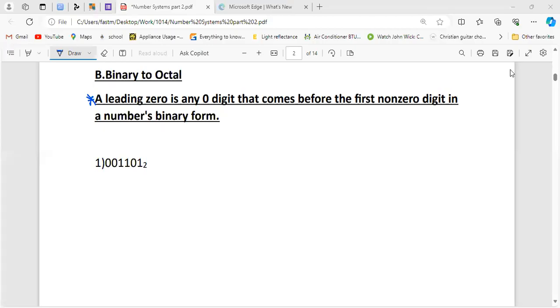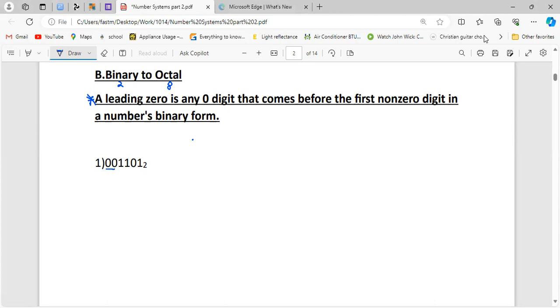Anyway, so when you're doing binary to octal, octal is 8, binary is 2. So what I have to do now, from the steps I showed you, is break it up into groups of 3 and ignore leading zeros. A leading zero is any 0 digit that comes before the first non-zero digit in a binary number.